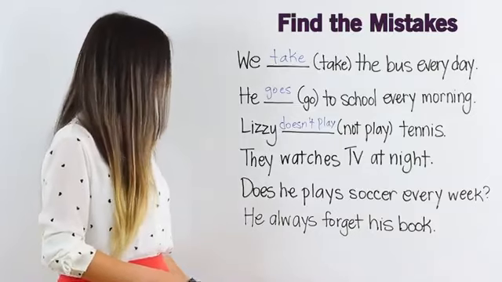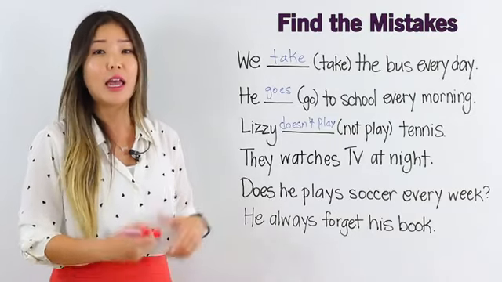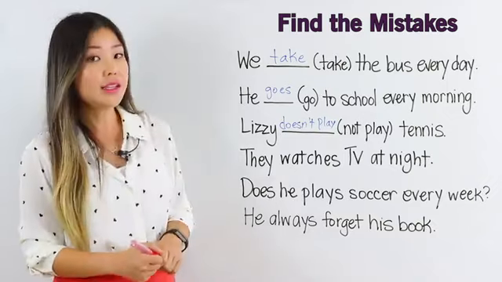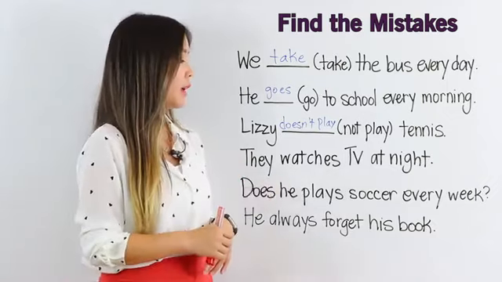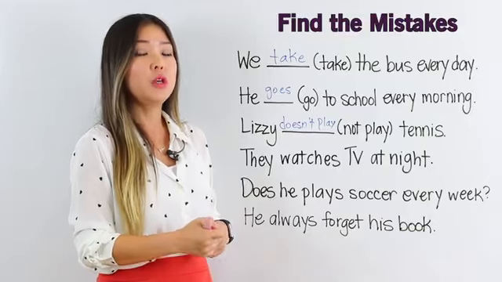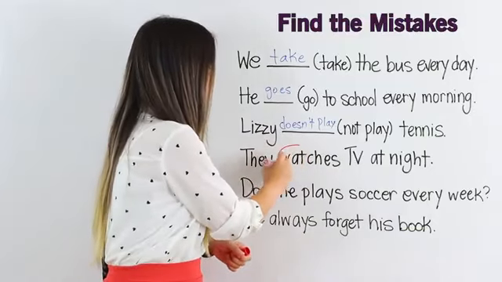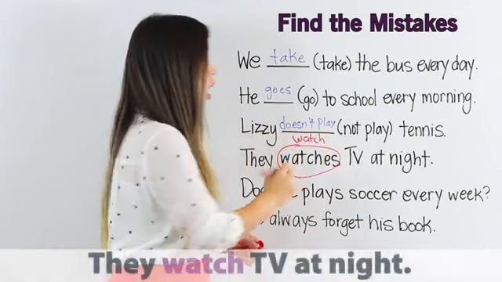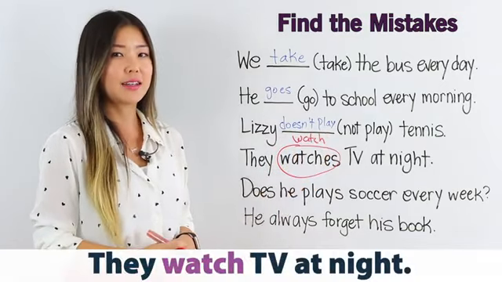They watches TV at night. Can you figure out what's wrong with this sentence? The subject is they. Therefore, remember, we do not change the verb. We say watch. They watch TV at night.